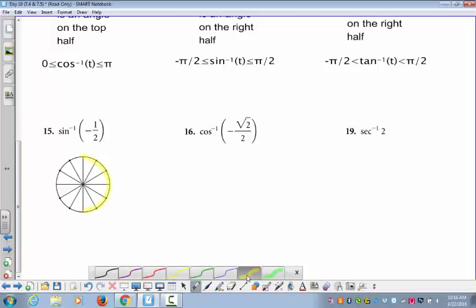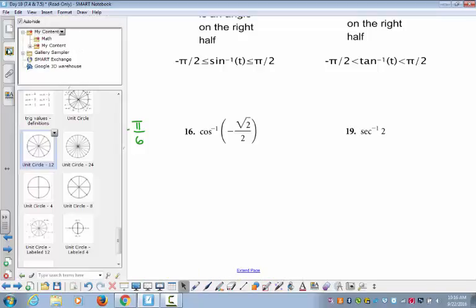So we're on the right with a sine value of negative 1/2. So that's right there. And that angle is negative pi over 6. If it's not crystal clear when you're visualizing it, draw a picture. It's a really helpful thing to do.